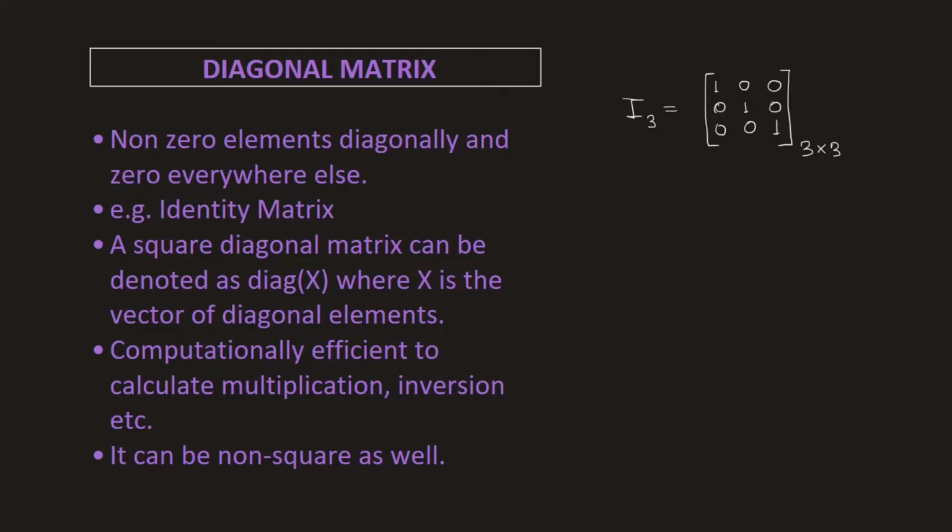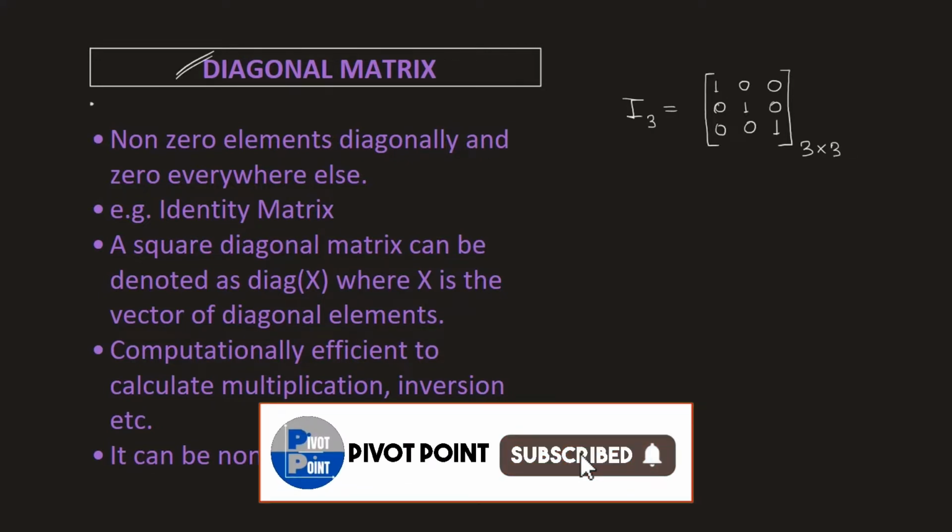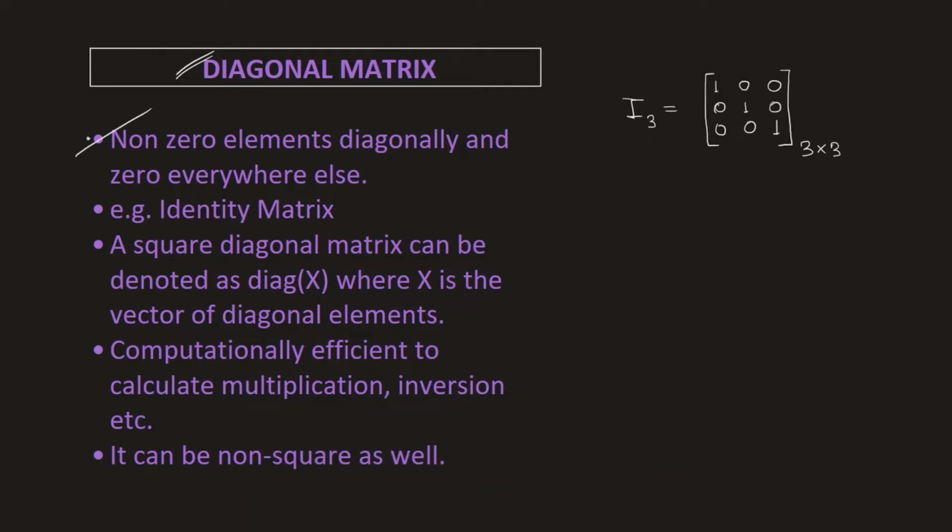Hello all, welcome to this quick but super useful lecture on diagonal matrix, which is another special type of matrix that will have non-zero elements diagonally and the rest of the elements will be zero. For example, identity matrix. So identity matrix can be considered as a diagonal matrix. However, it is important to understand that a diagonal matrix can have any non-zero values diagonally. And yes, the rest of the values will be zero.